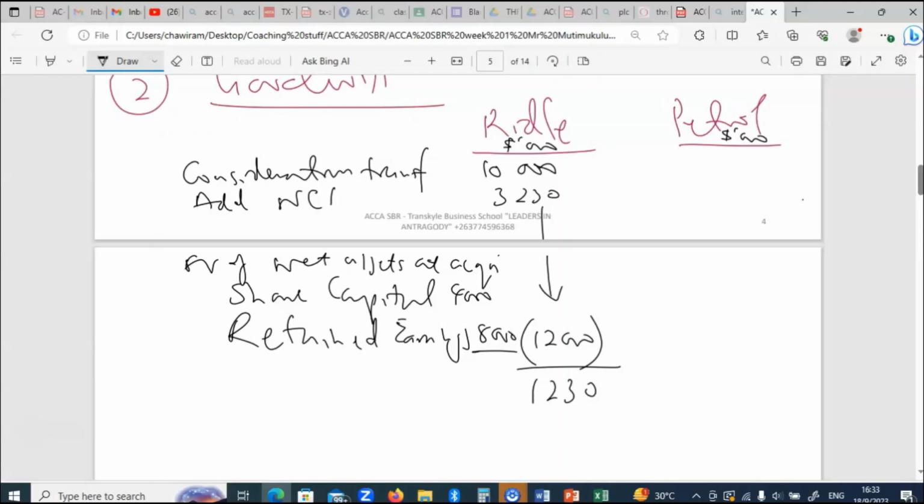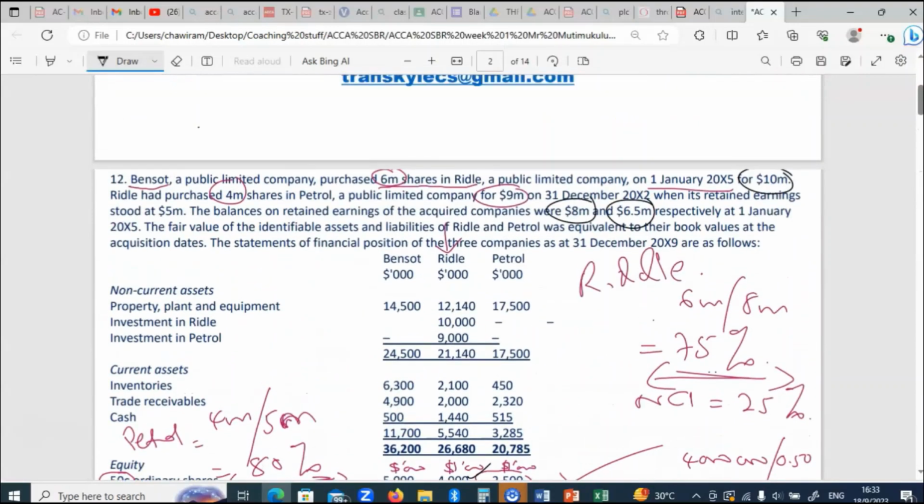Then we need to proceed to Petrol. What was the consideration transferred for the shares of Petrol? That was 9 million. Ridu had paid 9 million in acquiring the 4 million shares in Petrol.